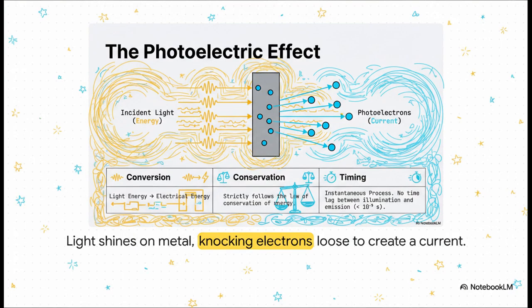Now, on the surface, it seems simple enough, right? You take a beam of light, you shine it on a metal plate, and that light's energy can actually knock electrons right off the metal. These little escaping electrons are called photoelectrons, and once they start moving, they create an electric current. Seems pretty straightforward. But the details? Oh, the details were a total head-scratcher for scientists back then.